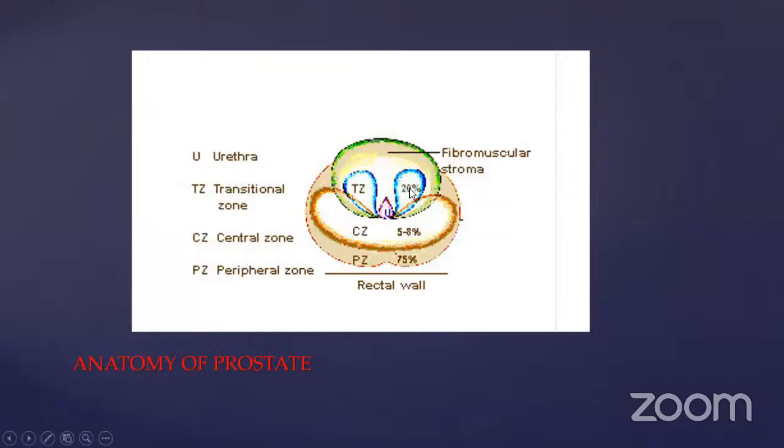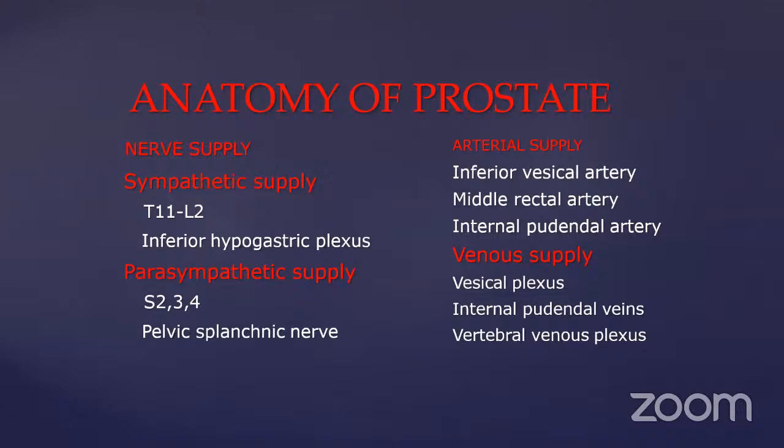This is another view with color differentiation of the lobes. Anatomy of prostate: the nerve supply is sympathetic and parasympathetic. Sympathetic supply is from T11 to L2 and the inferior hypogastric plexus, and parasympathetic supply is from sacral 2, 3, 4 segments and the pelvic splanchnic nerve. The arterial supply is the inferior vesical artery, middle rectal artery, and internal pudendal artery, and the venous supply is through the vesical plexus, internal pudendal veins, and vertebral venous plexus.